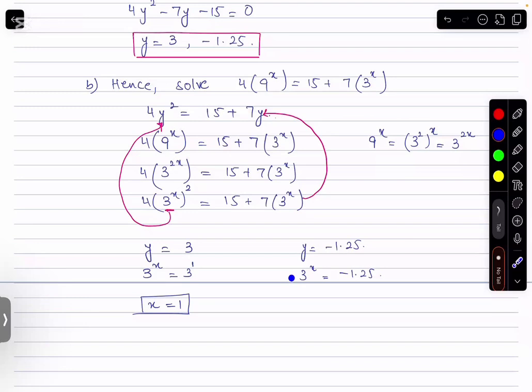Number one, this is a positive, this is a negative, positive negative में convert नहीं हो सकता. Number two, 3 and 1.25. 1.25 can never be converted to base 3. So at this point, यहाँ पे x की value find करना is simply not possible. So the only value of x in part B is going to be x is equal to 1. I hope it's okay. It's understood, right? Clearly understood?